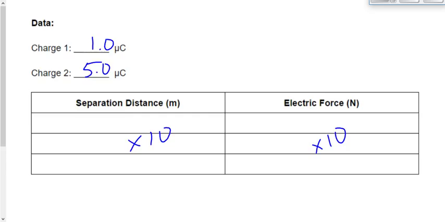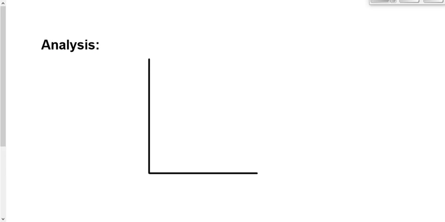Now, what do you think you're going to do once you have a table like this? What do we always do when we have a table? Graph it. What are we going to graph? Electric force versus separation distance, value of R. That should give you a graph that looks like this.